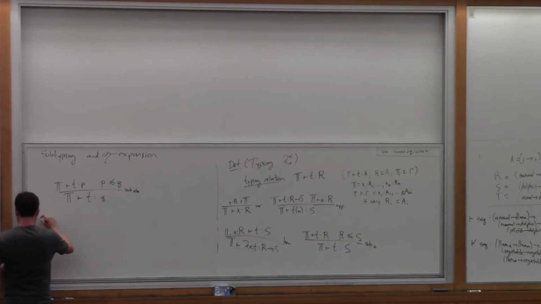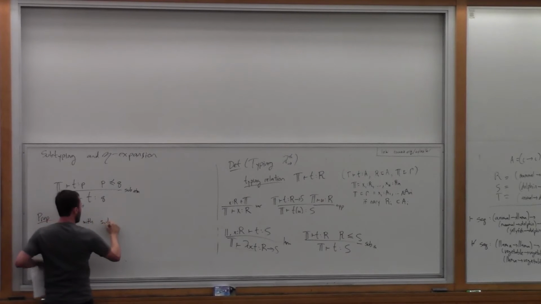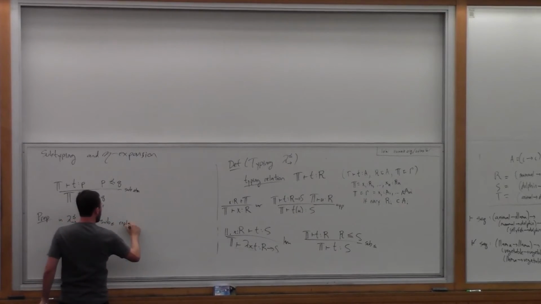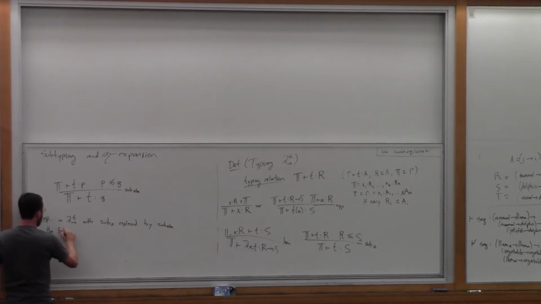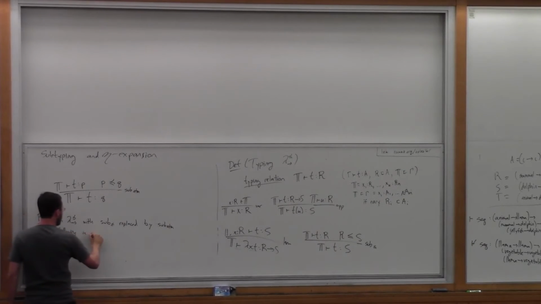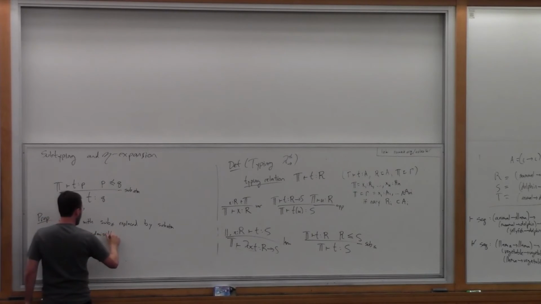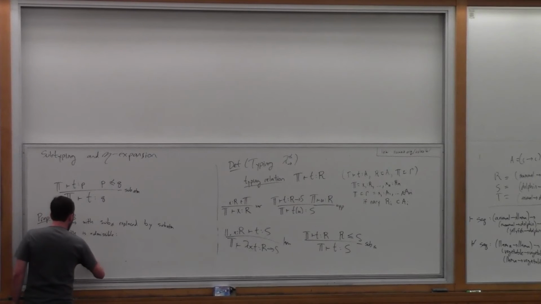There's a sense in which this is actually enough. And the observation is, okay, so proposition: in this type system with the subsumption rule replaced by the atomic subsumption rule, the following rule is admissible. And it says that, okay, so it's almost this.